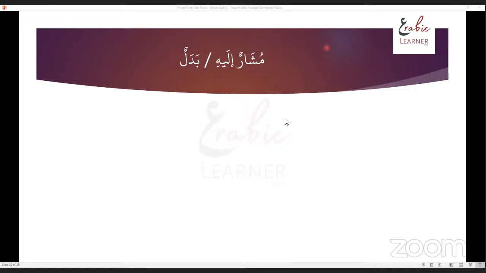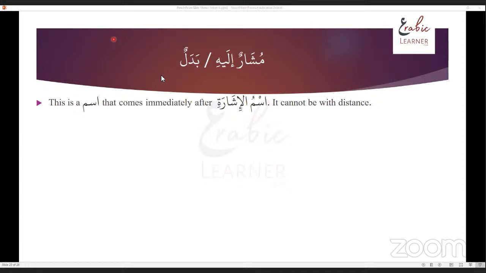Then, okay. Now, let's see the rules. Musharun ilaiyh is an ism that comes immediately after ismul ishara. So it is immediately following that. You cannot say there is Hada and something else in between, and something else in between, and then At-Tajiru is coming, that is Musharun ilaiyh. No. Hada, immediately after that, if there is an ism with al or with ma'rifa, then that is Musharun ilaiyh. There is no one in between them. They are a couple, husband and wife. No one is between them. There is no distance between them.